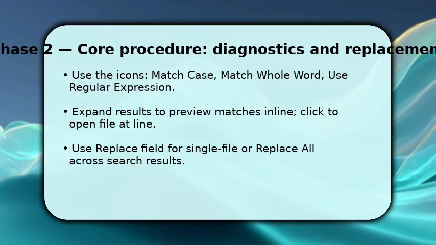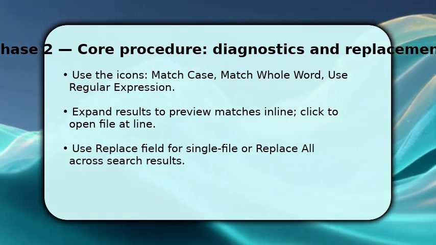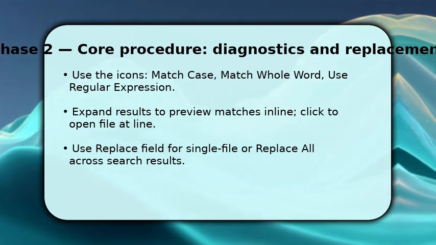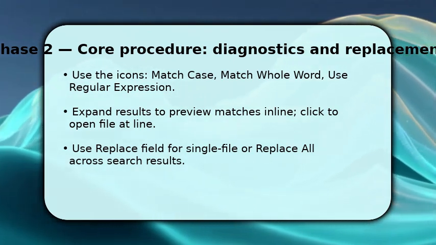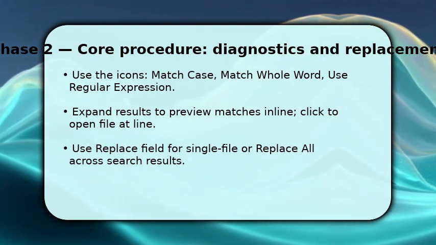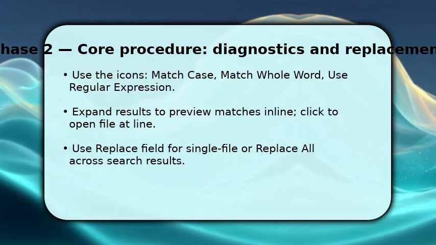Now refine the search. You can enable match case or match whole word for precise hits, or choose the regex icon to craft patterns. This lets you capture variable forms. Once results populate, expand a file to preview lines inline, then click an item to jump to that file and line. If you need changes, type a replacement in the Replace field.